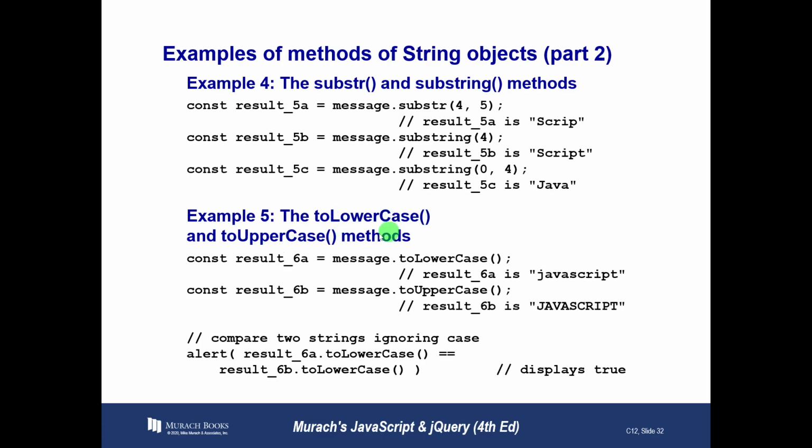We have 2 lowercase and 2 uppercase. So we take the word JavaScript and convert it to lowercase, we say message.toLowerCase, and we end up getting JavaScript in all lowercase. If we take that same message and say toUpperCase, we get all uppercase characters, JavaScript.